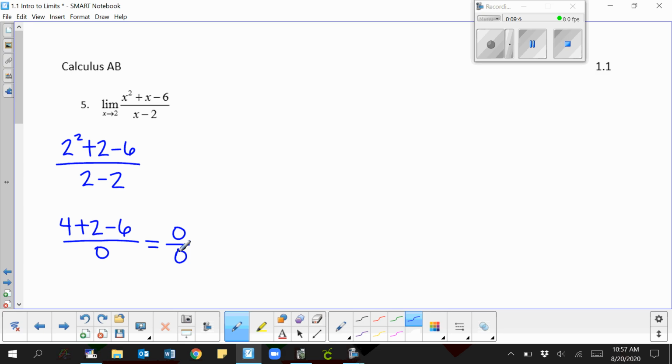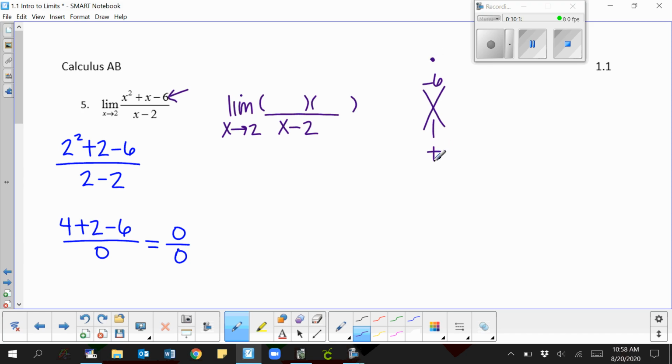So what I'm going to do is I'm going to factor the top right here. So I'm going to have the limit as x approaches 2. I'm still going to have my x minus 2 on the bottom, but I'm going to factor out the top. And so there are a bunch of different ways that you can factor. I use the big X method. So if we have our big X, we're going to have a -6 on the top and a 1 on the bottom. So what are two numbers that multiply to give me a -6 and add to give me 1? And so I know that I'm going to have a 3 and a -2. So I'm looking at x plus 3 and x minus 2.